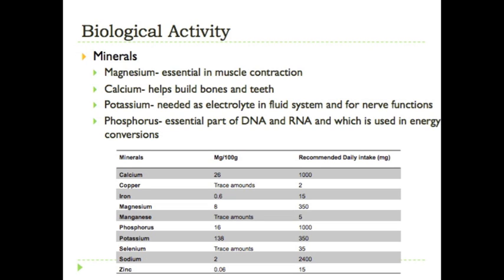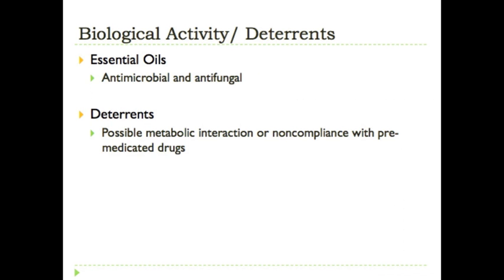which helps build bones and teeth, potassium, which is needed in the body as an electrolyte for the fluid system and for neuronal activity, and phosphorus, which is essential for DNA and RNA and is needed in energy conversions. The chart here shows minerals found in lemons, along with their recommended daily intake. Along with being a perfume, the essential oils of lemons have shown antimicrobial and antifungal properties.